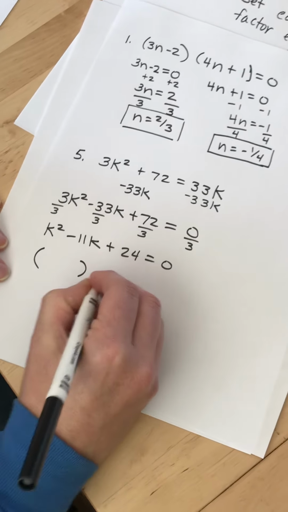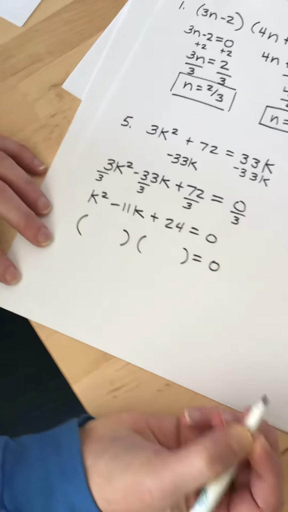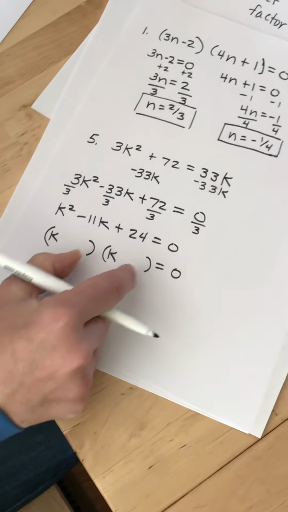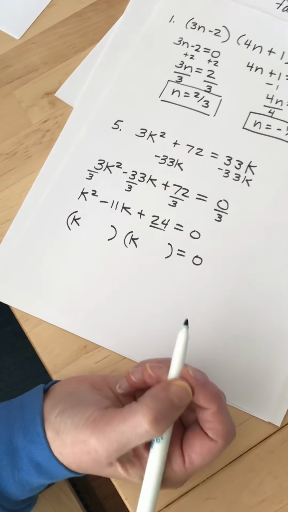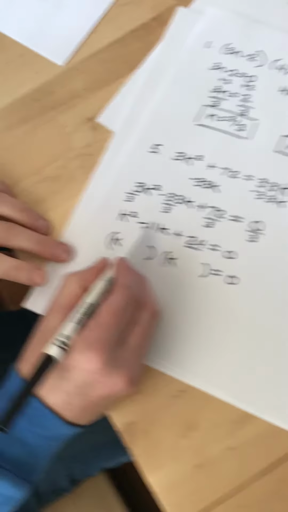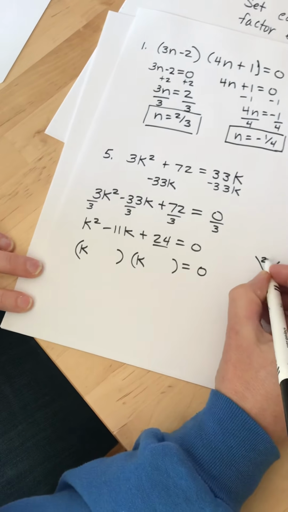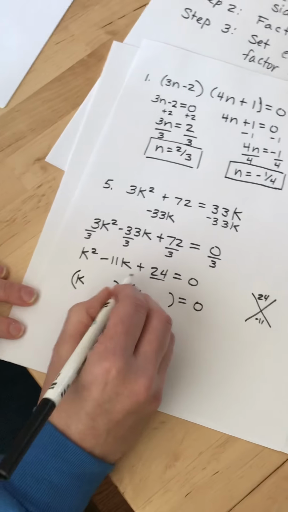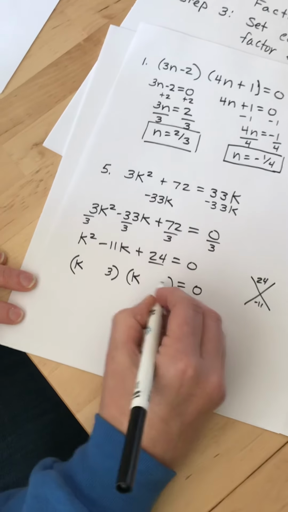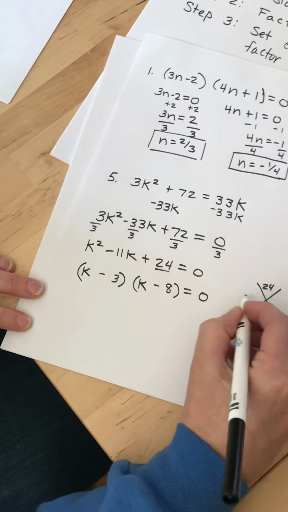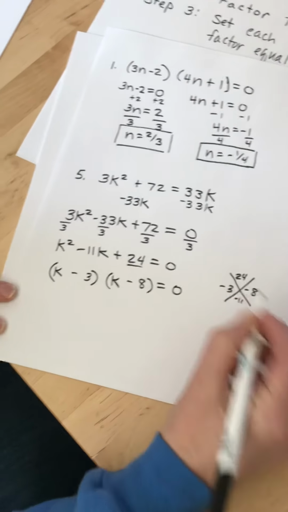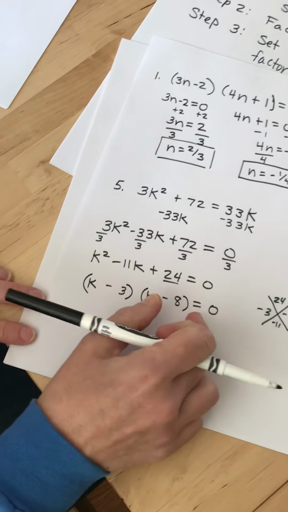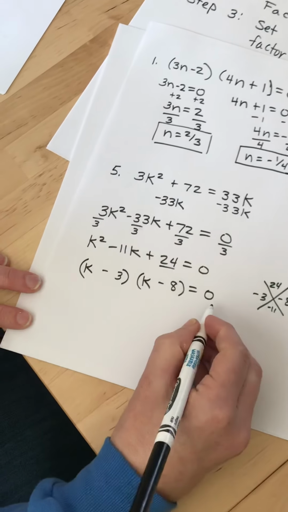So now, this is just our FOIL backwards. My first terms multiply to give me k squared, so I know it's k and k. These last terms multiply to give a positive 24 and then add to make a negative 11. So if you like to do it like this, you can think of it like that. So I know that 3 and 8 make 24. If they're both negative, they multiply to make a positive and they add to make a negative 11. So now I have this times that equals 0. That was step 2, factor the trinomial.